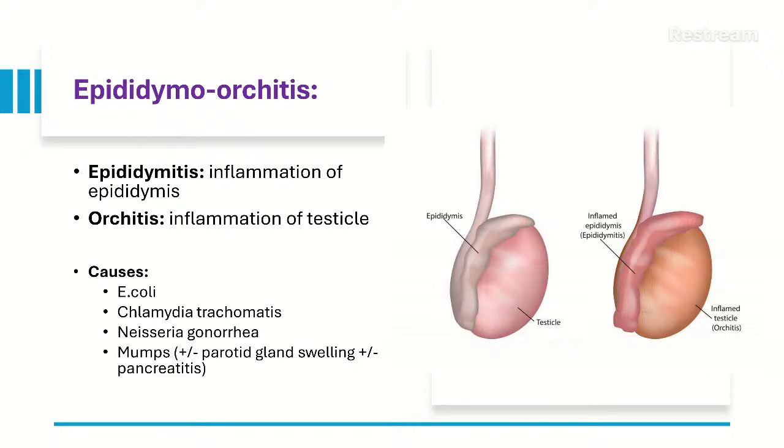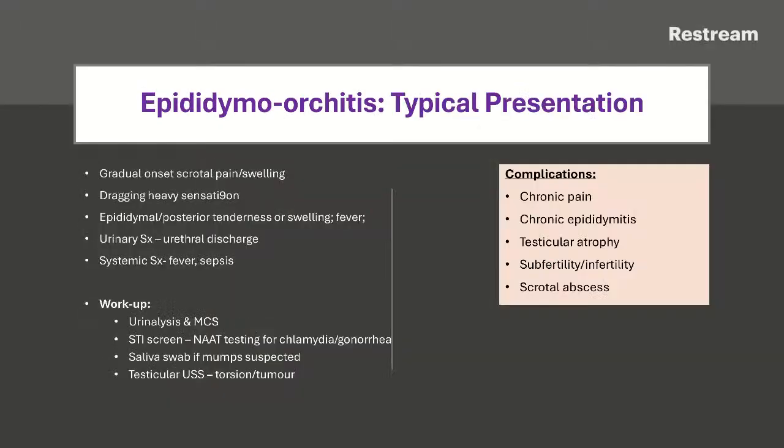With mumps, you'll get classical parotid swelling and maybe some pancreatitis as well, but I've never seen that in medical school finals, so I'd be thinking more E. coli and chlamydia at this point. Okay, so the typical presentation of epididymo-orchitis, so it's more of a gradual onset of scrotal pain, you'll get swelling, you'll get a heavy dragging sensation in the testes.